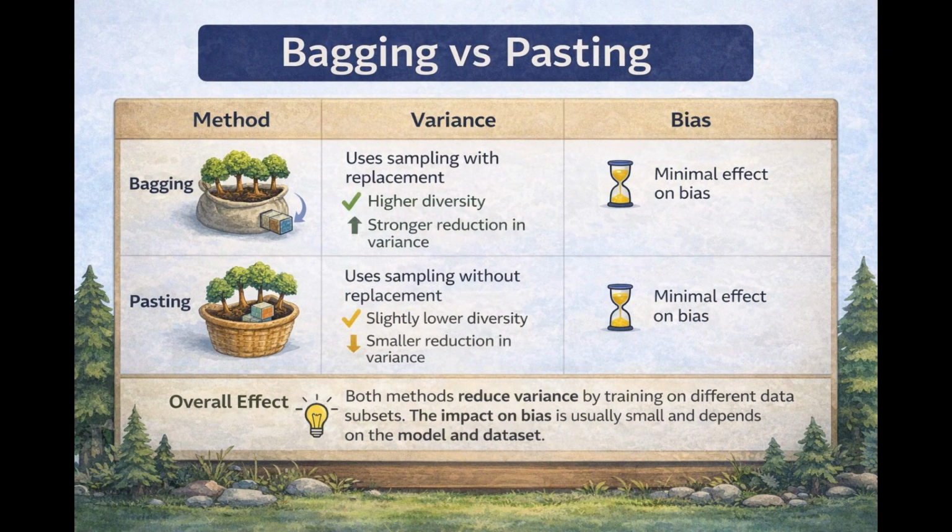Bagging and pasting are mainly designed to reduce variance by training models on different subsets of the data. Bagging uses sampling with replacement, which increases diversity among models, and typically leads to a stronger reduction in variance. Pasting, on the other hand, samples without replacement, resulting in slightly less diversity, and therefore a smaller reduction in variance. In both methods, the effect on bias is usually minimal, and depends on the model and dataset.